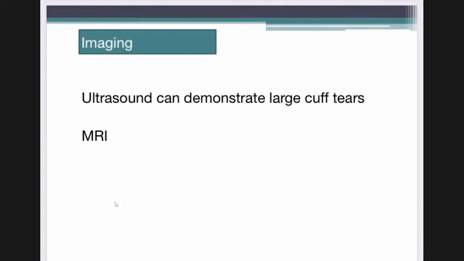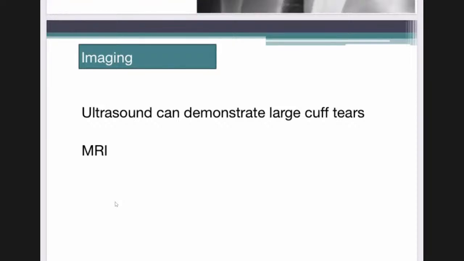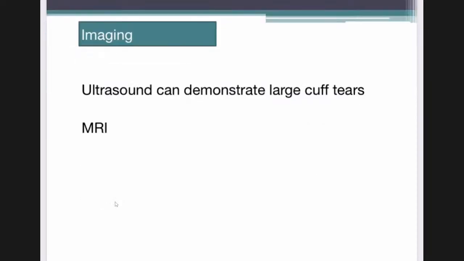So we take the help of the MRI. The MRI can even tell you about the quality of the tendon. So we know the size, and the quality of the tendon is also important, because if we are planning repair, then we need a good quality tendon. So these are the diagnostic modalities. The X-ray helps to a certain extent, but the most important ones are the ultrasound and the MRI.